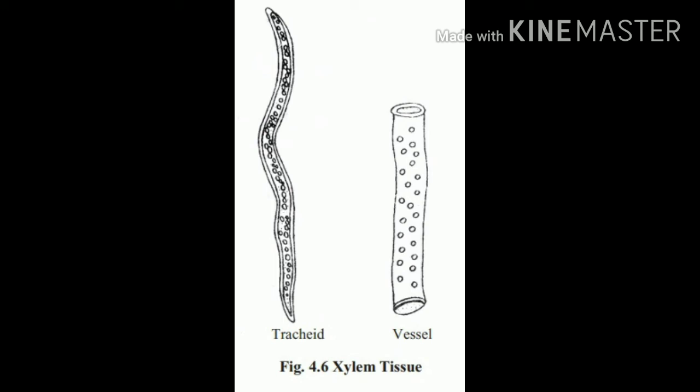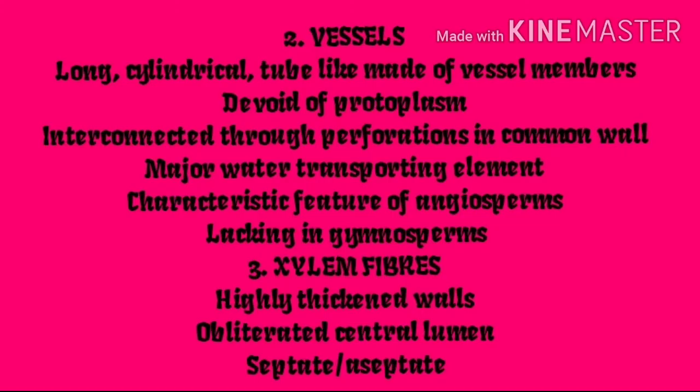The second element is vessels, which are long cylindrical tube-like structures made up of many cells called vessel members, each with lignified walls and a large central cavity. The vessels are also devoid of protoplasm, and the vessel members are interconnected through perforations in their common walls. The presence of vessels is a characteristic feature of angiosperms, while gymnosperms lack vessels in their xylem.